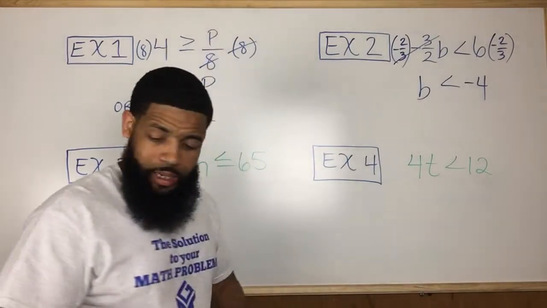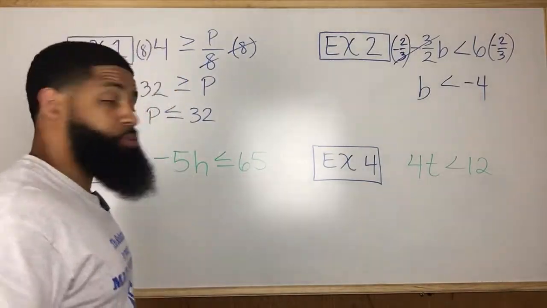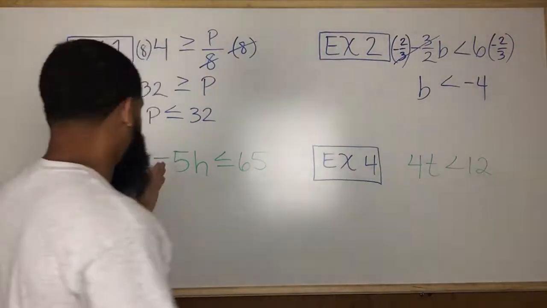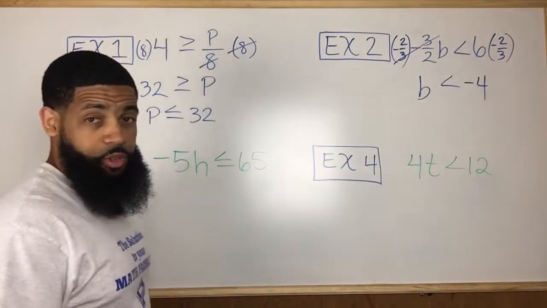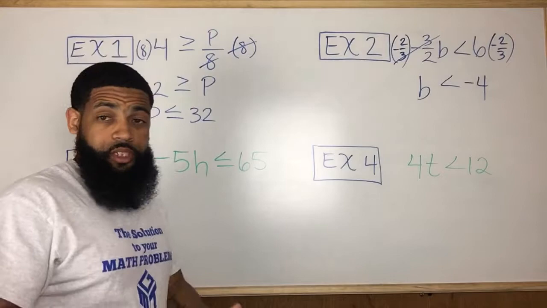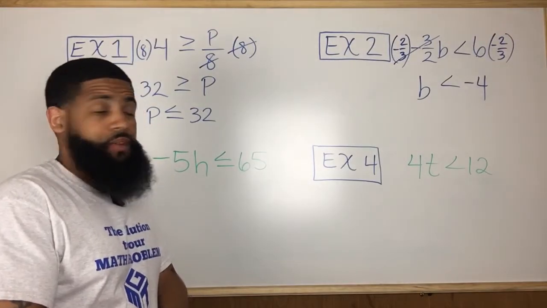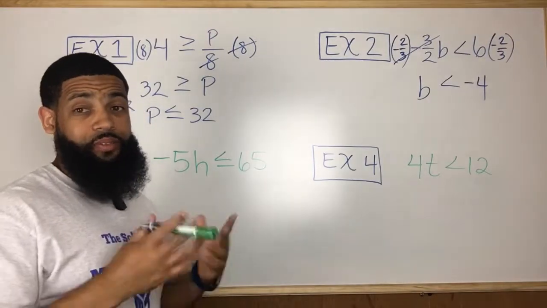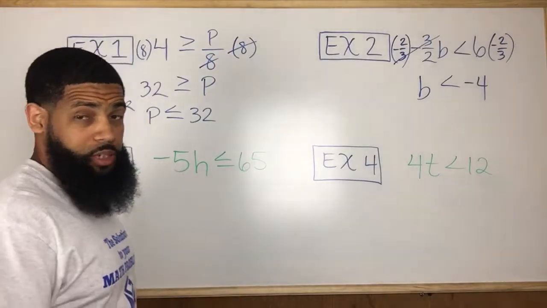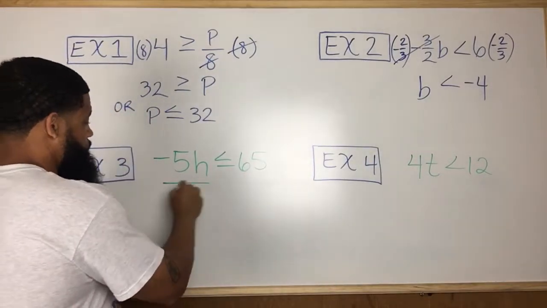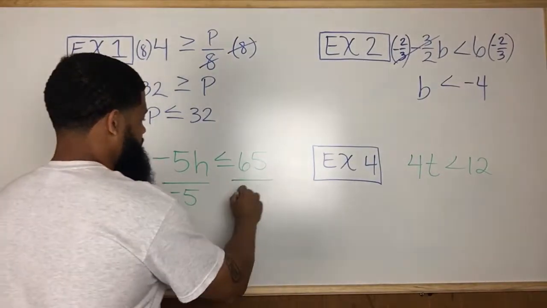All right. When I get to example 3, I have negative 5 times h is less than or equal to 65. The division property of equality tells me that if I want to get this h by itself, I need to divide by negative 5 on both sides of my inequality symbol. So, divide by negative 5, divide by negative 5.